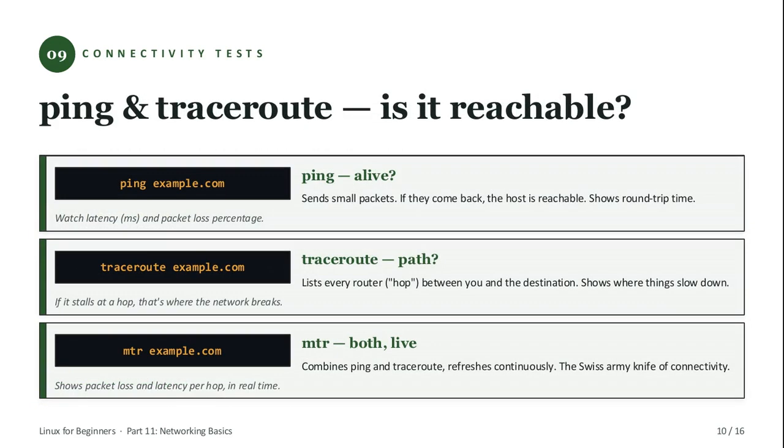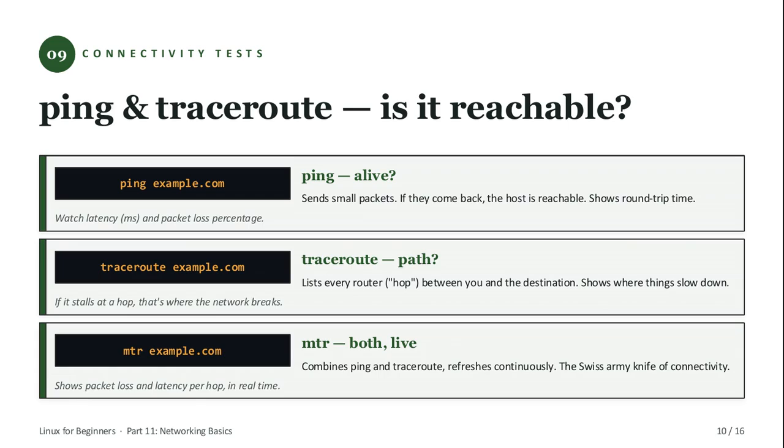Once you know the address, the next question is simple. Can you actually reach it? Ping is the knock on the door. It sends small packets and times how long they take to come back, so you see both reachability and latency. Traceroute goes further, mapping every router between you and the destination, so when something is slow or broken, you can point to the exact hop where it falls apart.